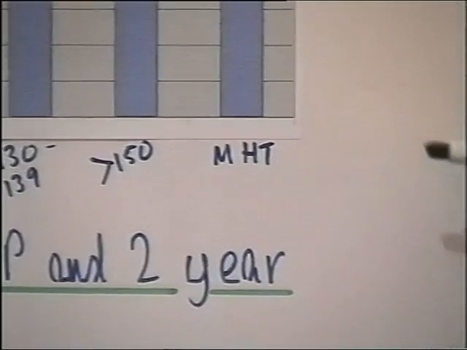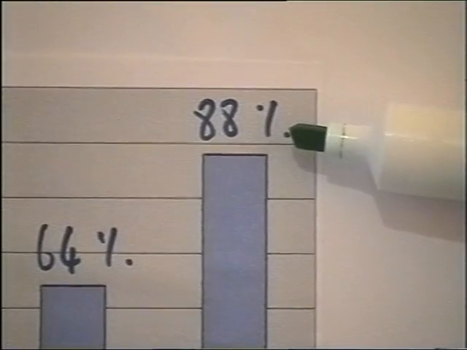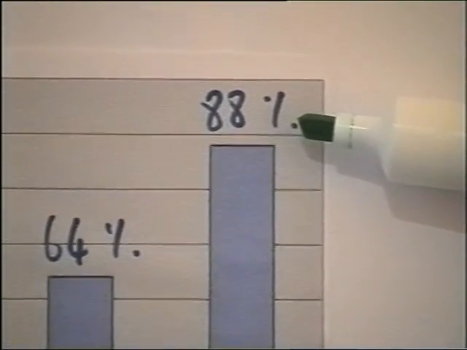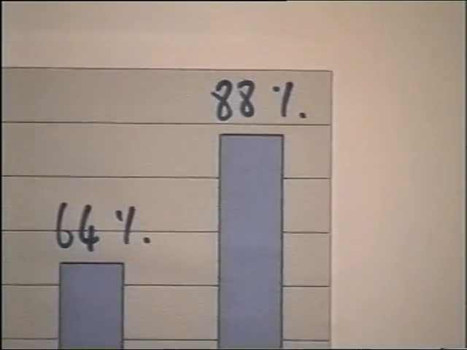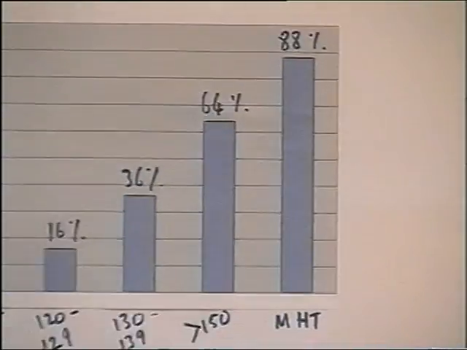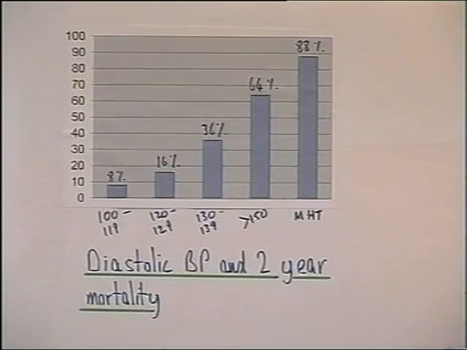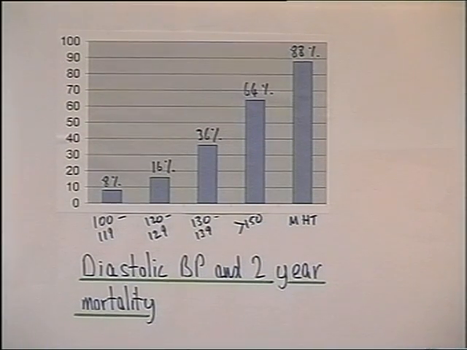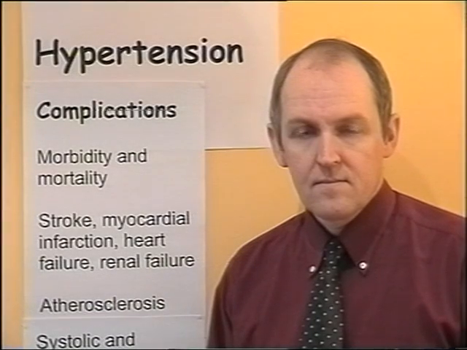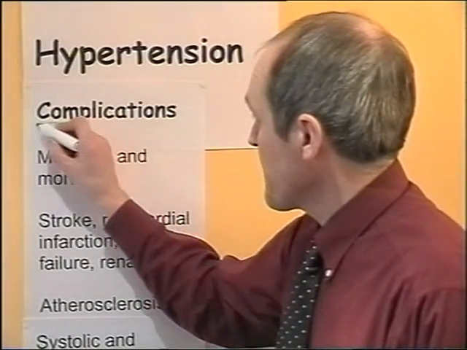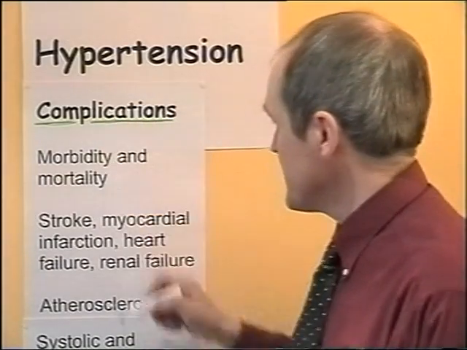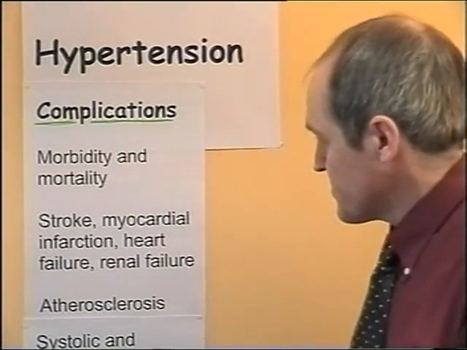And in malignant hypertension, where you can get very high blood pressures indeed, 88% of patients with malignant hypertension will die within a 2-year period. So high blood pressure, in this case diastolic blood pressure, certainly causes very large increases in mortality. So we're talking about complications here. We've looked at increased mortality, complications associated with hypertension, morbidity and mortality increases.